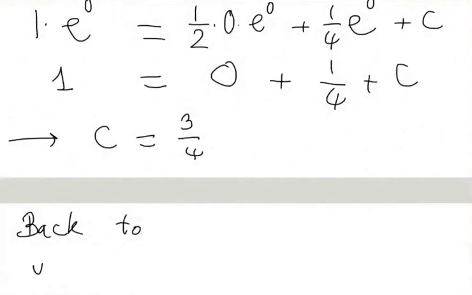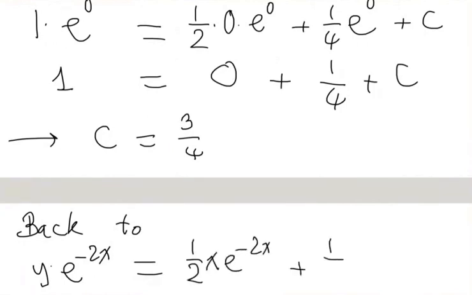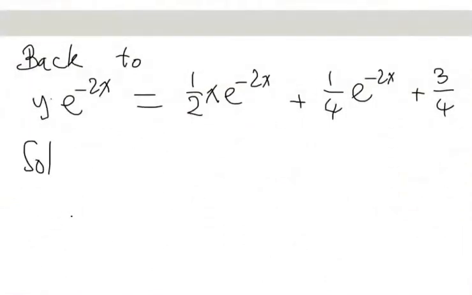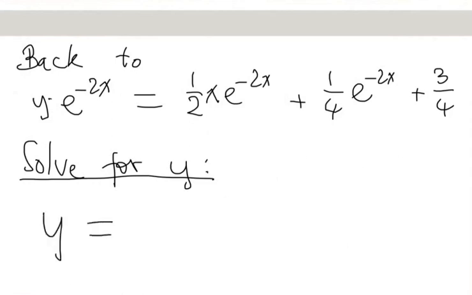Put it back in there, we have y e to the minus 2x equal to a half x e to the minus 2x plus a quarter e to the minus 2x plus 3 quarters here. And now we need to solve for y. To solve for y, there are two ways to do it. We could divide through by e to the minus 2x, which is the same as multiplying everything by e to the plus 2x. That's the same thing. So let's do that.